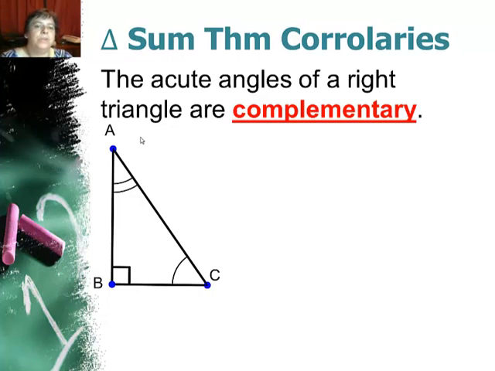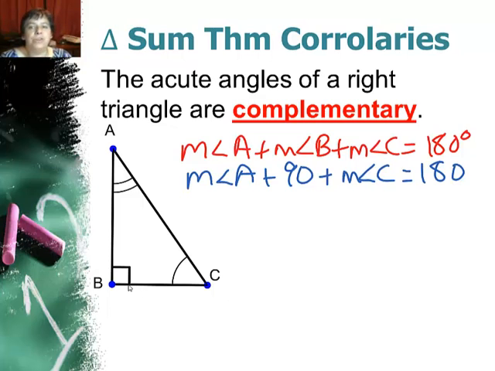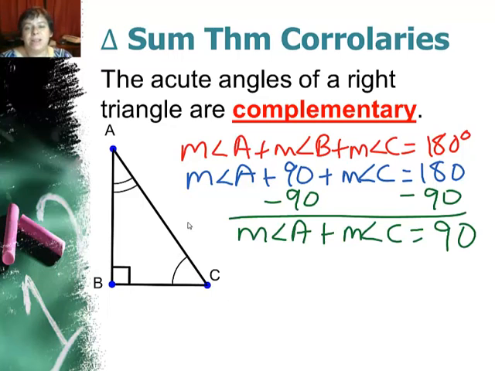So let's see how this works. I have triangle ABC. It's a right triangle. So I know that all three angles have to add to 180. Measure of angle A plus measure of angle B plus measure of angle C. Now I know measure of angle B is 90, so I substitute that in. Then I subtract 90 from both sides, and I get measure of angle A plus measure of angle C equals 90. Well, that's the definition of complementary angles. So in a right triangle, the two other angles, the acute ones, will always be complementary.